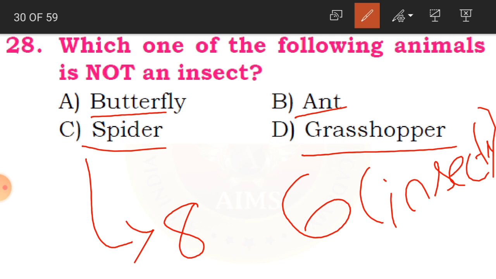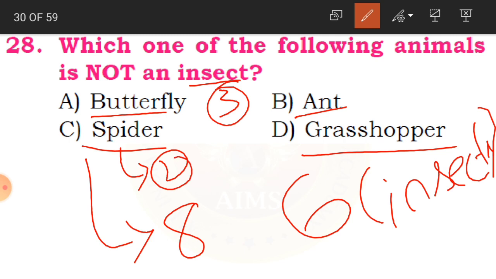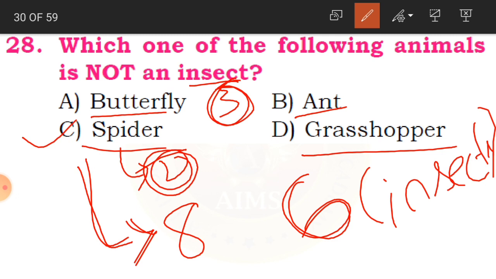Another thing is, insects will be having three main branches. But here spider has got only two branches. Branches in the sense, sections in their body. Insects have three sections, whereas spider has got two sections in its body. That we will learn in our further classes. But for now, for your easy understanding, I would like to say that insects have six legs, whereas spider has got eight legs. So that is why this spider doesn't come under the insect group. Clear, children?